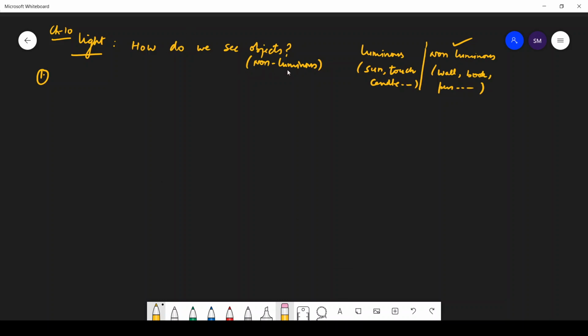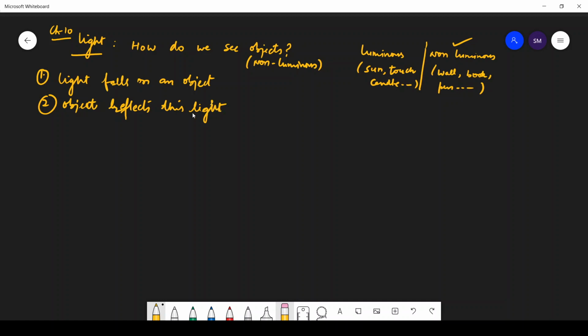So how do we see the non-luminous objects? First thing is that light falls on an object, then the object reflects this light, or you can say light ray or light rays. Not one ray will be there. There are lots and lots of rays.